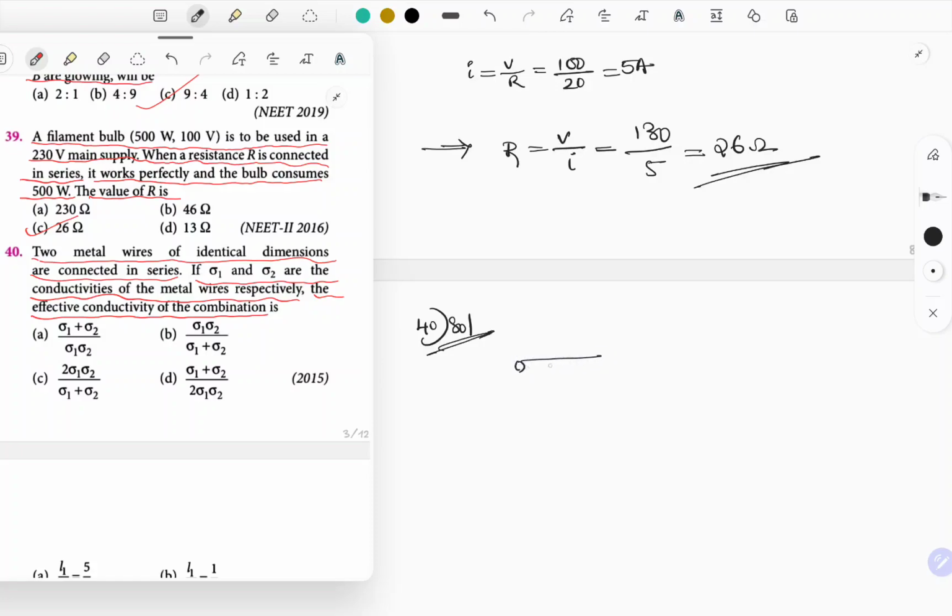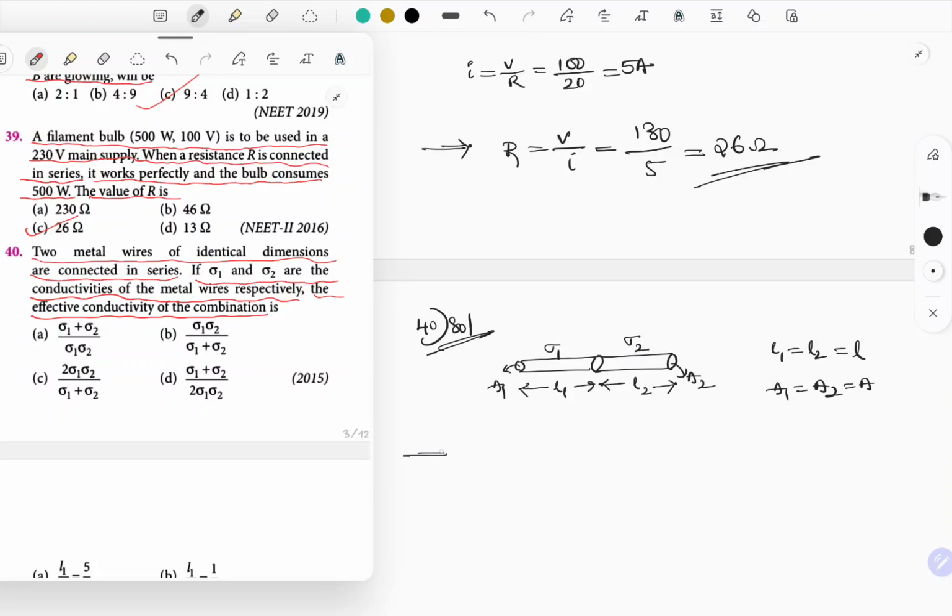So just observe this. Two wires are connected in series. There are identical dimensions in the sense their length, area of cross sections. Let's assume this is L1 and this is also L2. This is A1 and this is A2. As they said, identical dimensions, L1 is equal to L2 is equal to L. A1 is equal to A2 is equal to A. But their conductivities are different. This is sigma 1 and this is sigma 2.